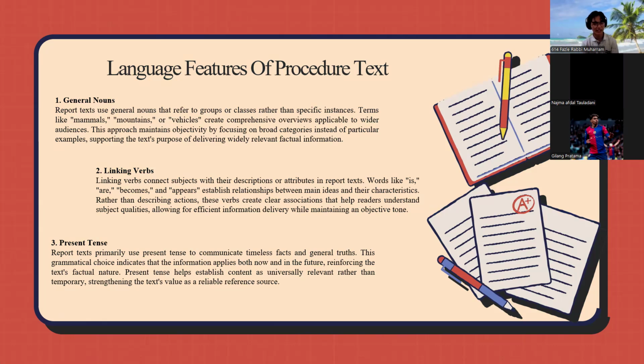Third, present tense. Report text primarily uses present tense to communicate timeless facts and general truths. This grammatical choice indicates that the information applies both now and in the future, reinforcing the text's factual nature. Present tense helps establish content as universally relevant rather than temporary, strengthening the text's value as a reliable reference source.